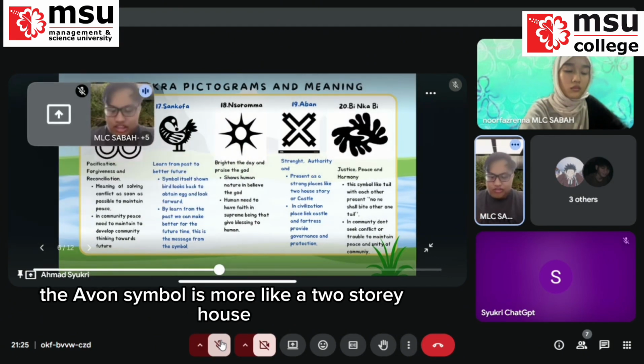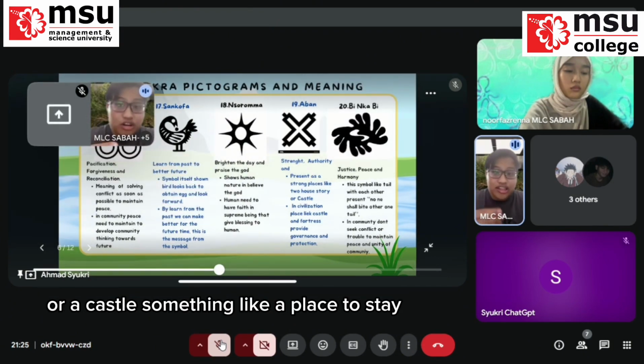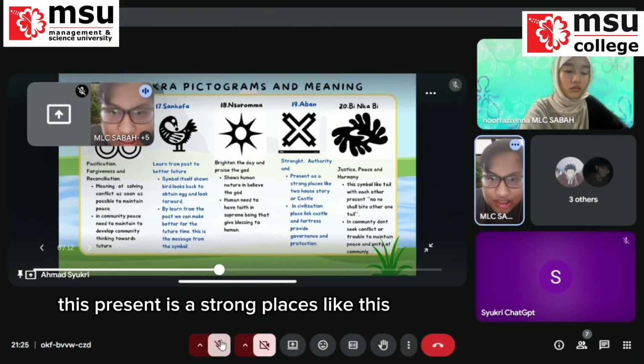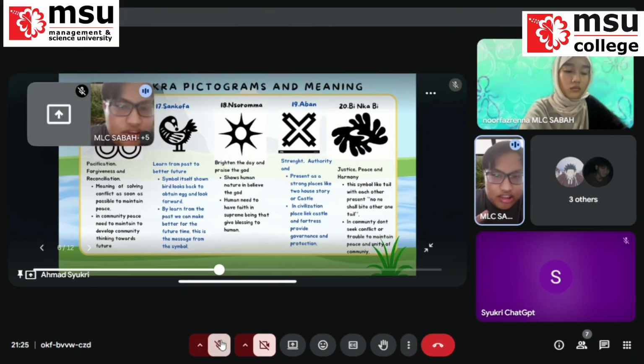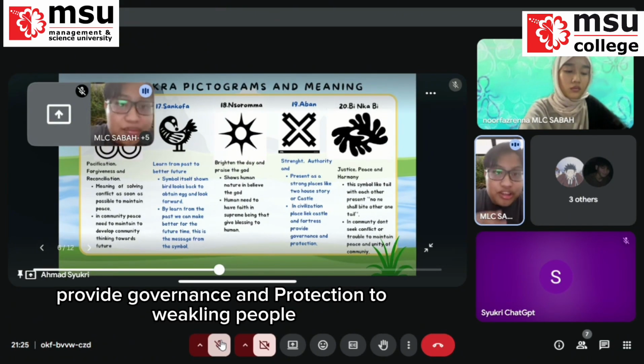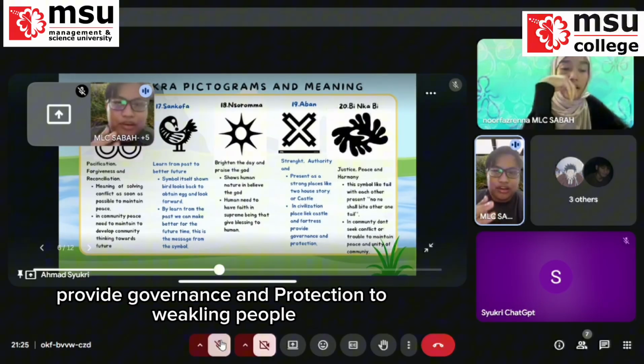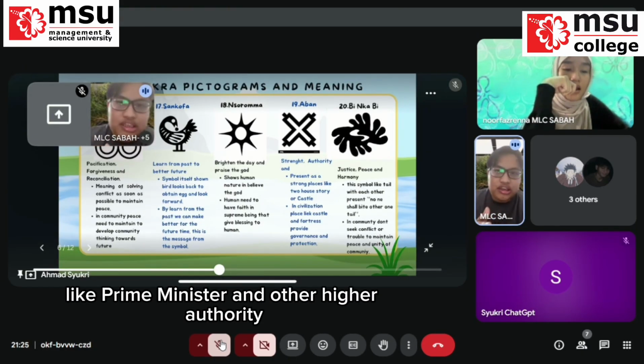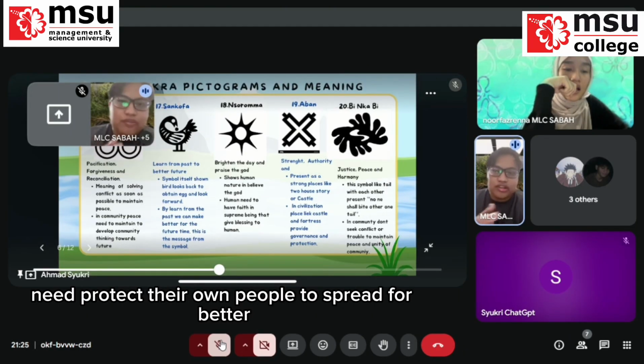The next symbol is Aban. The Aban symbol is like a two-story house or a castle, a place to stay, which symbolizes strength and authority. This represents a strong place like the ones I mentioned. In civilization, places like castles and fortresses provide governance and protection to weaker people. This symbolizes higher authority, like a prime minister and other higher authorities who need to protect their own people so they can strive for better.